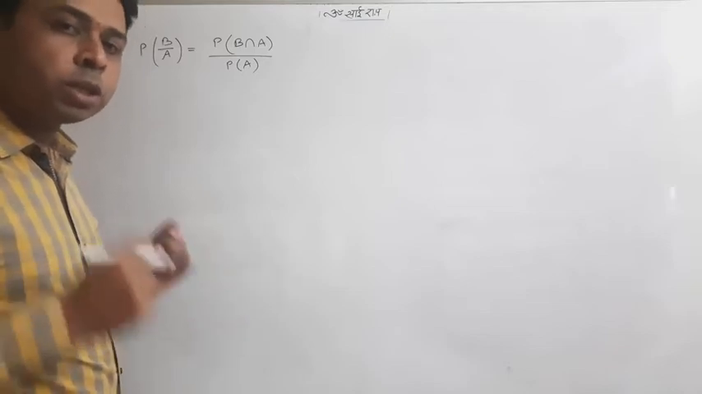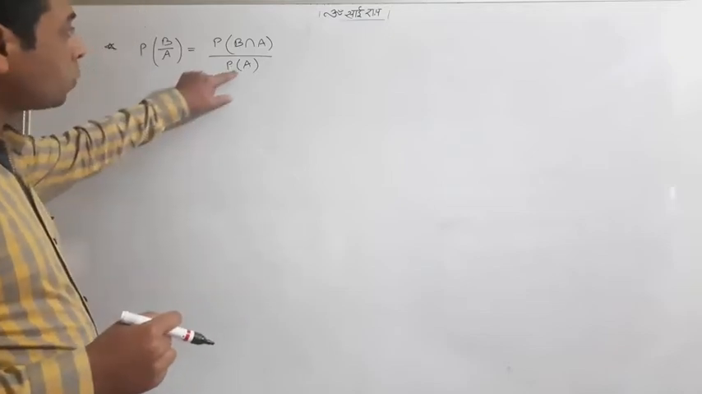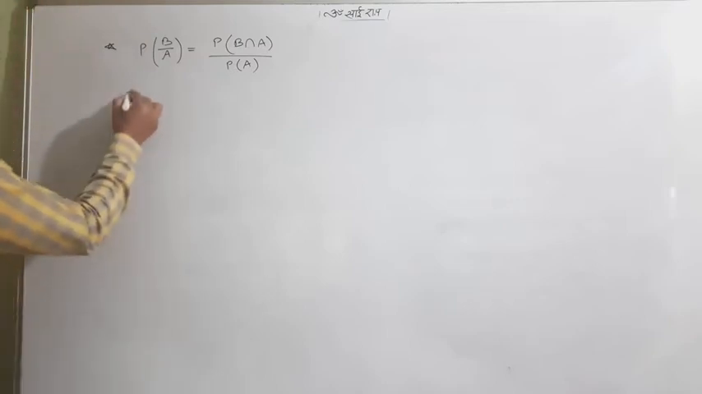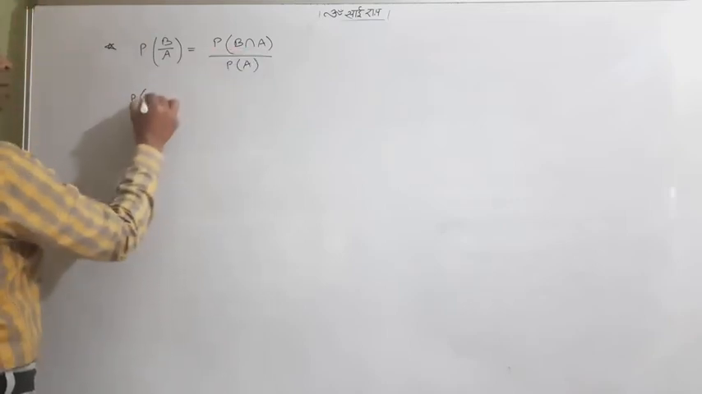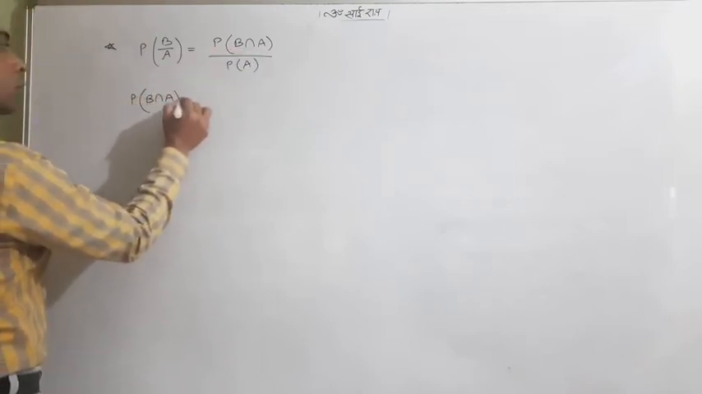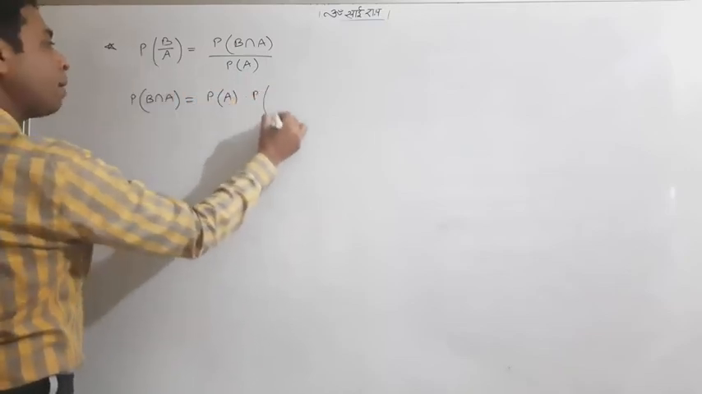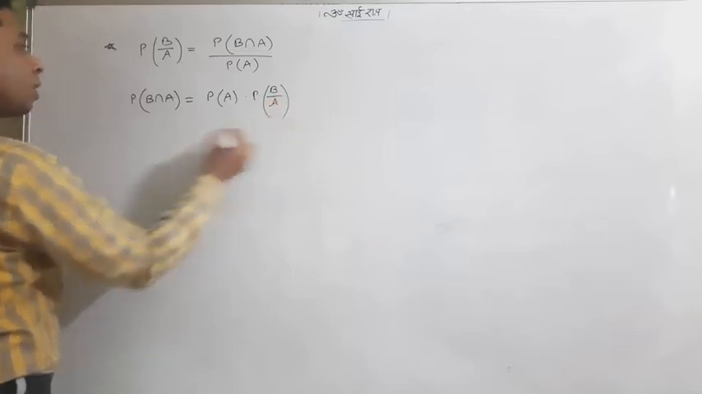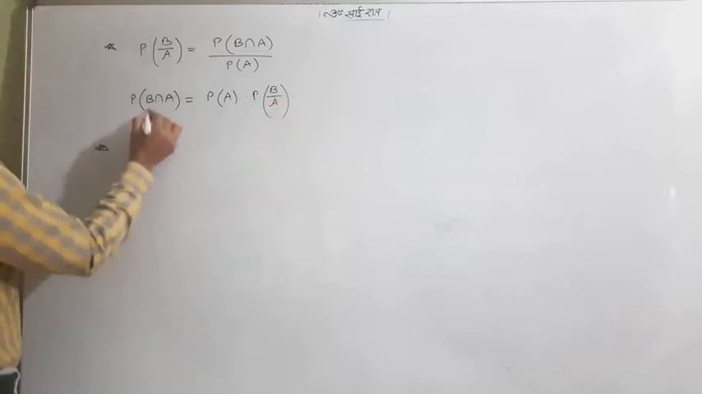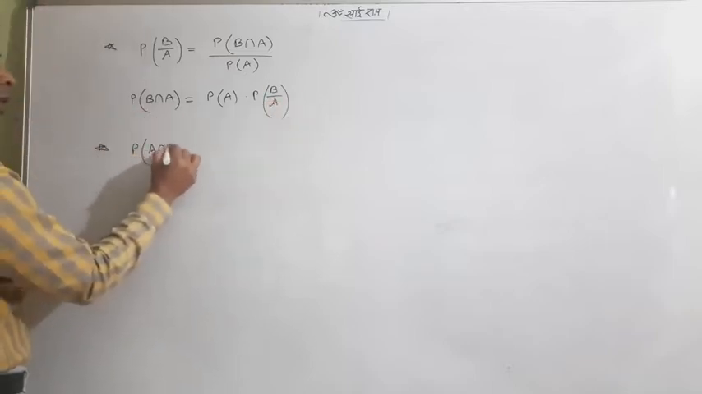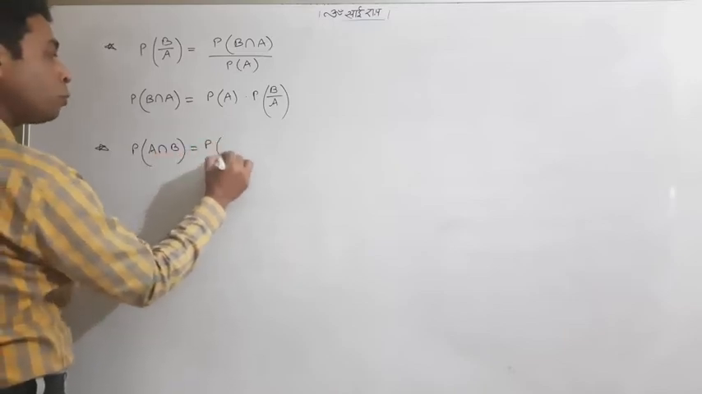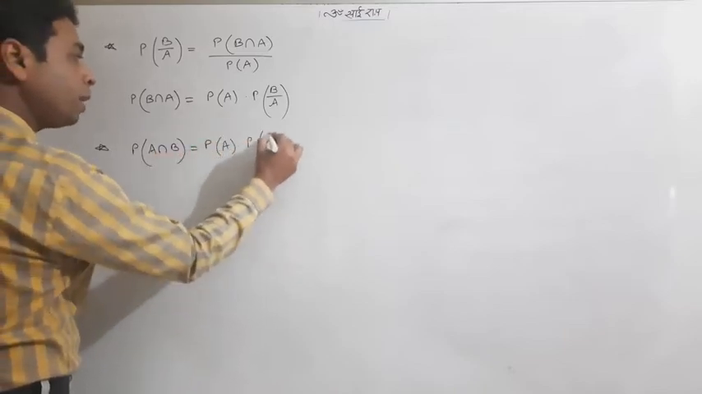Now what new thing are we looking for? We transfer P of A to this side. What are we having? P of B intersection A is equal to P of A. I cross multiply, and I'm having this one. So can I write B intersection A also as A intersection B, which means P of A into P of B upon A.